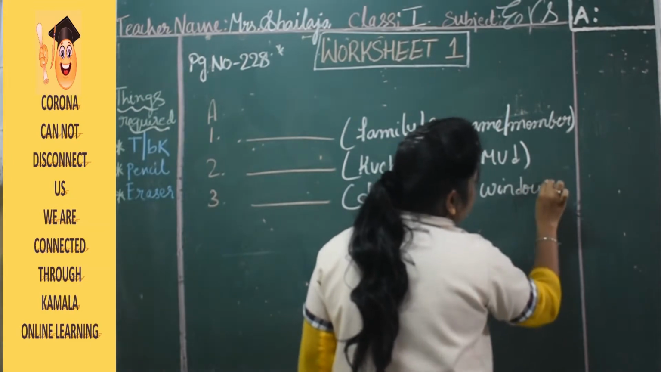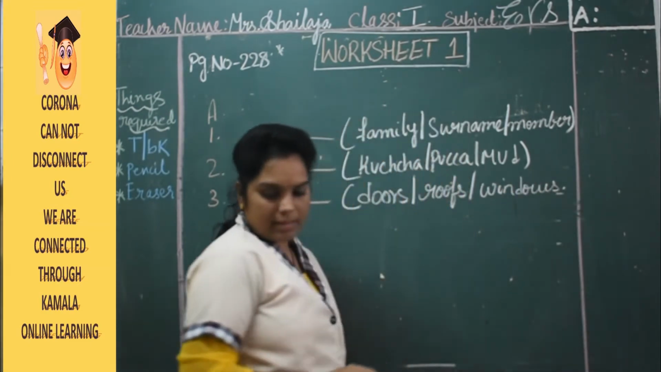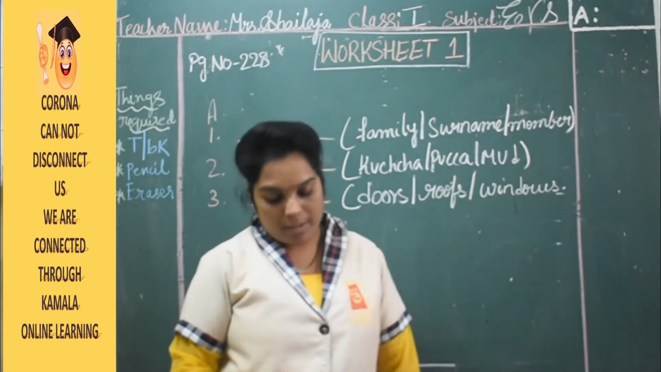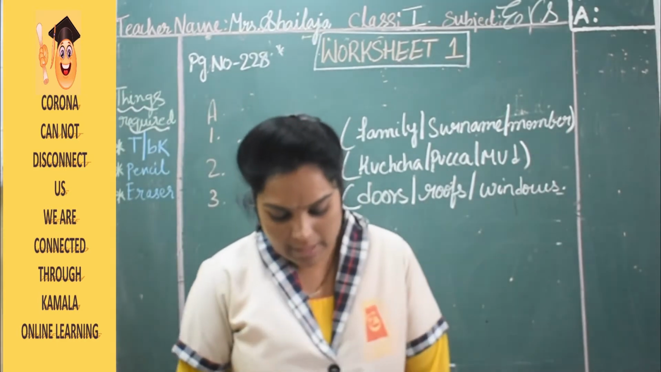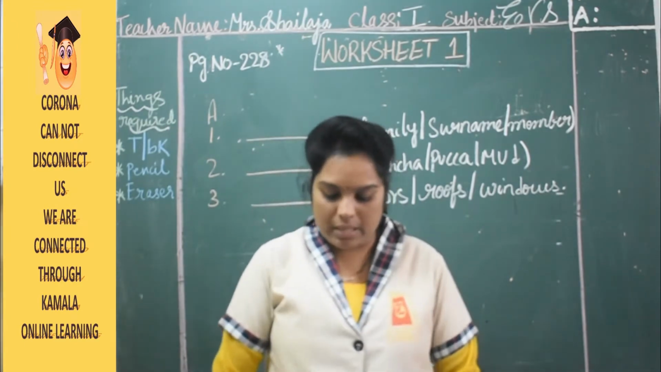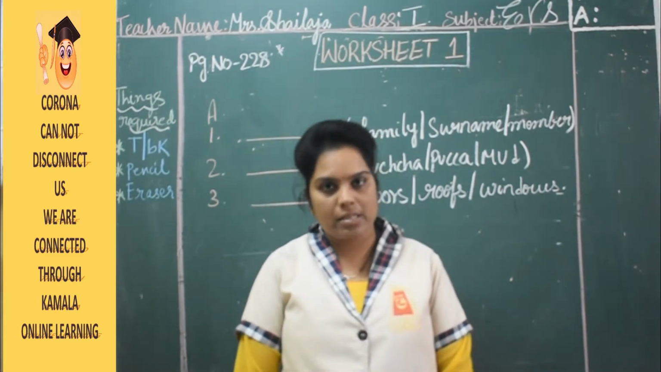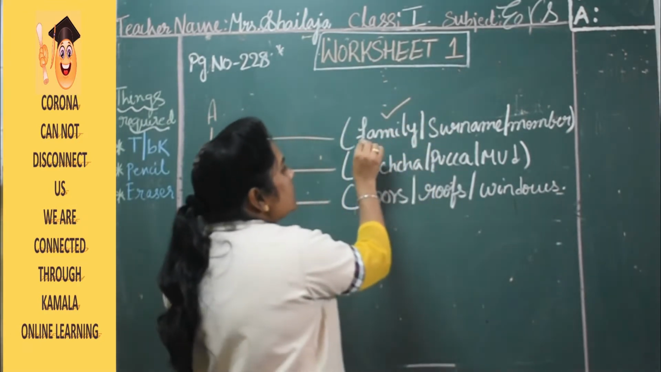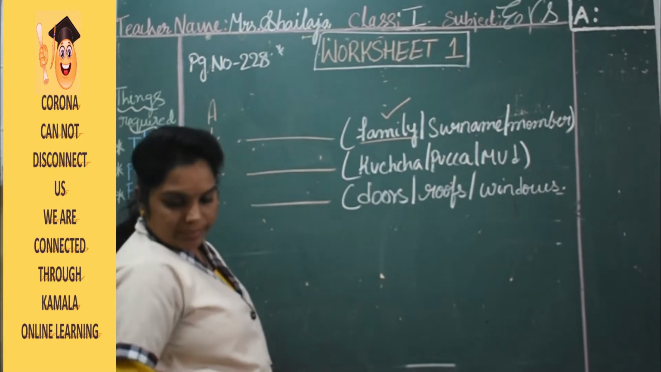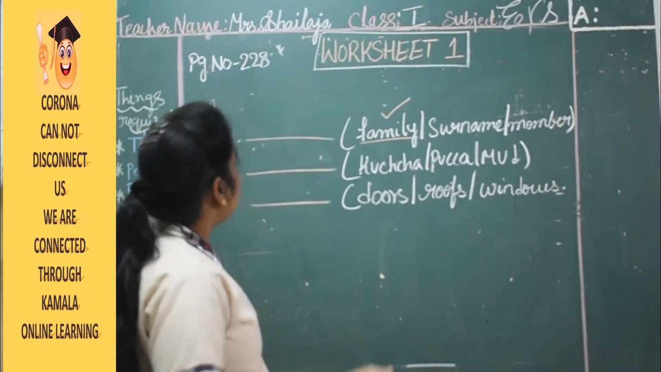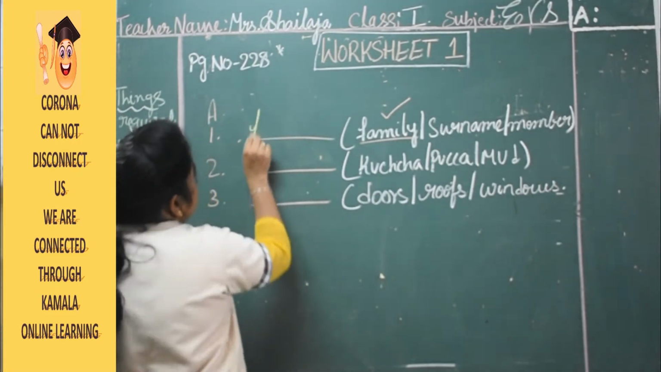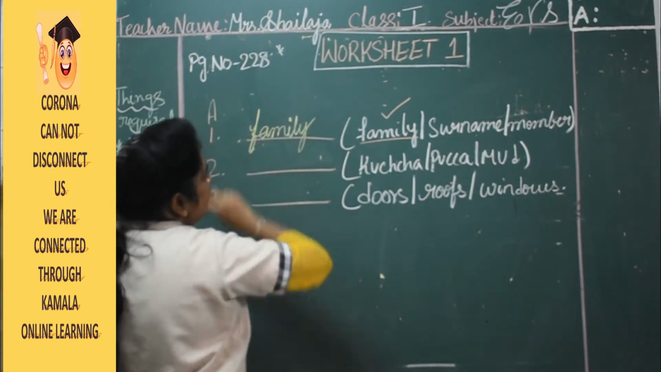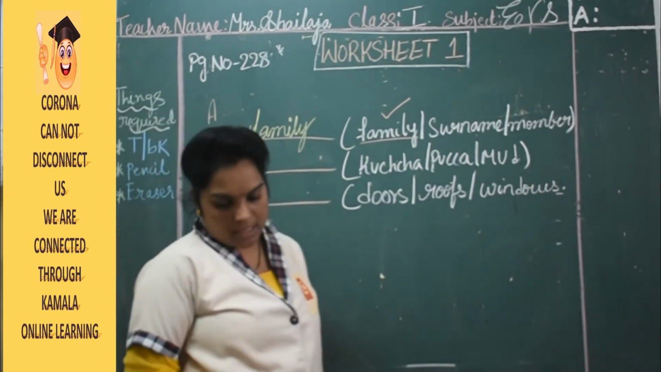Now I am going to read the sentence. Then you should take this one, and write the answers on the blank. The people we live with are related to us from our dash, from our family. Now put a tick mark here, family. Write this spelling on the blank. F-A-M-I-L-Y, family. Okay? Now the next one.